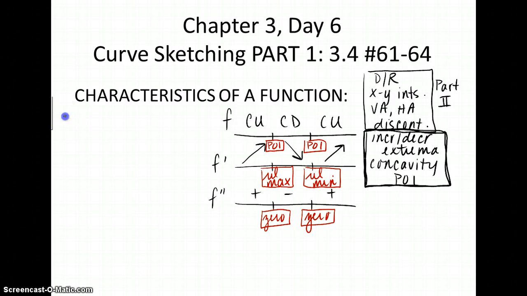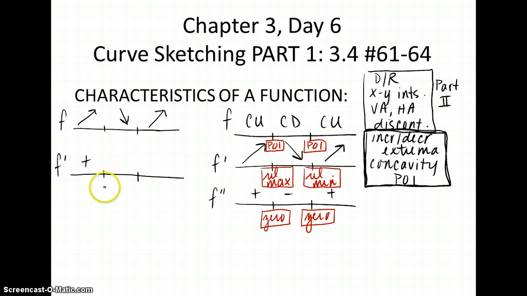Okay, what other characteristic can we determine just looking at the graph of a function? We can determine intervals of increasing and decreasing. So where the function is increasing, how's that related to the first derivative? First derivative is positive. First derivative is negative, tells us where the function's decreasing. And then a positive derivative tells us where the function is increasing again.